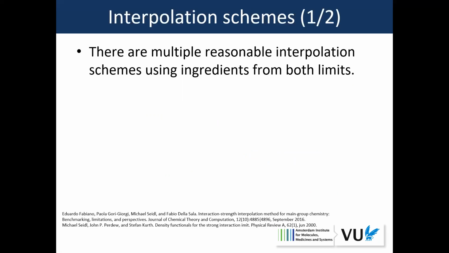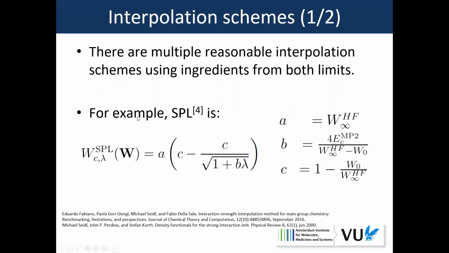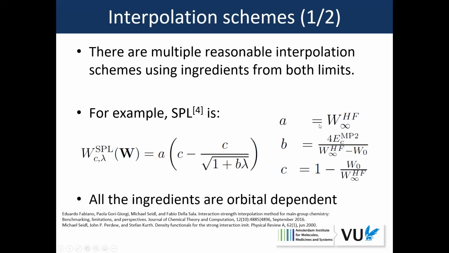So in DFT, there are multiple reasonable interpolation schemes in both limits. For example, the simplest one to plot here right now is the SPL, which looks like this, which has this square root in the bottom, and also has these constants that are fixed in such a way that they reproduce the correct limits at small lambda and large lambda, although SPL only does the first order term. And all these ingredients are orbital dependent, and in DFT they are density dependent.